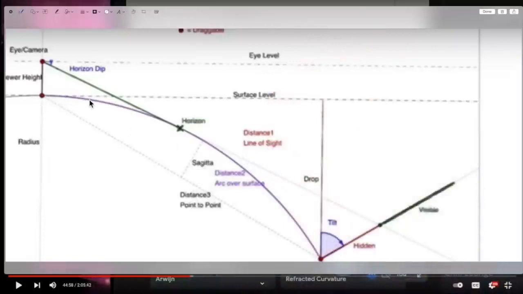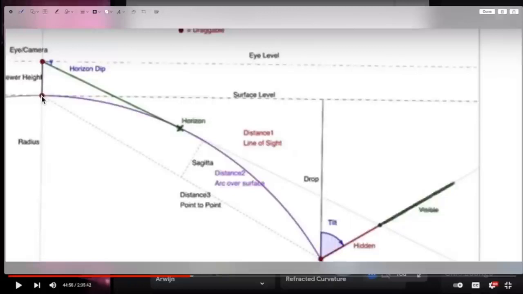Now if you look at this purple line right here, this represents the curved surface of the Earth. Okay? It's an arc over the surface of the Earth. Here is our observer location right here. You'll notice that he has a line marked, this dotted line that says surface level. That touches the curved surface of the Earth at one point, and that would be his location.